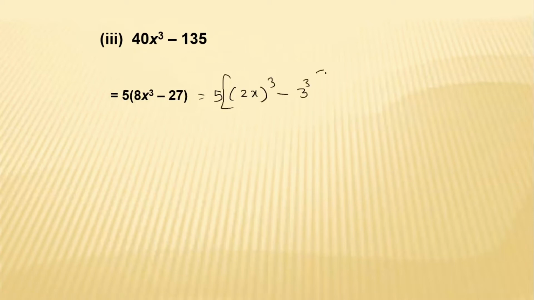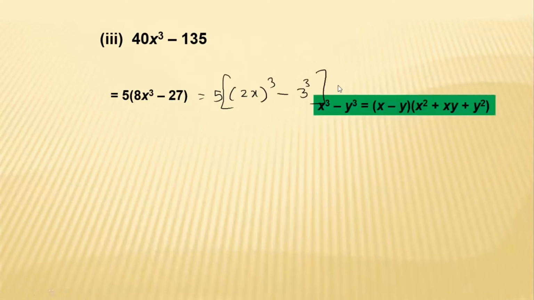So 3 cube, correct? Now we have got this in the form of a cube minus b cube. So we have an identity a cube minus b cube, or x cube minus y cube. I don't know why I always have the habit of saying x. A. So any which ways, both are same. Some books write a cube minus b cube. Some books write x cube minus y cube. Also, x cube minus y cube is equal to x minus y into x square plus xy plus y square.